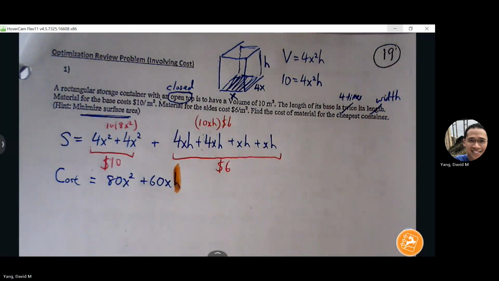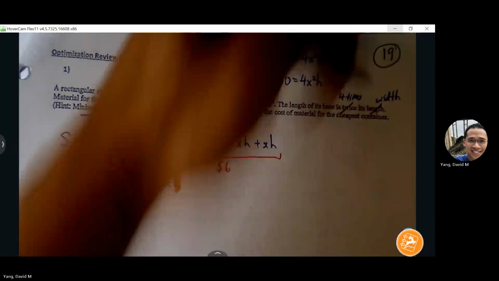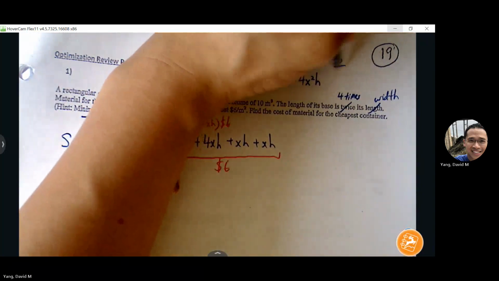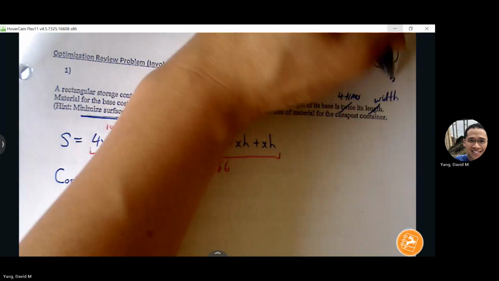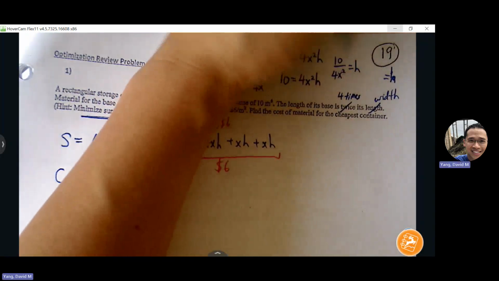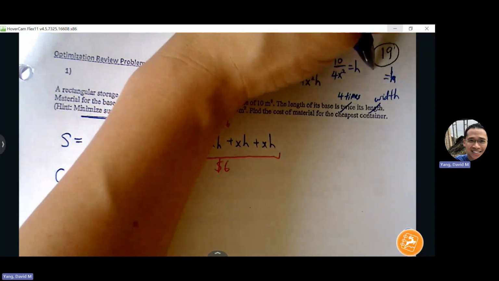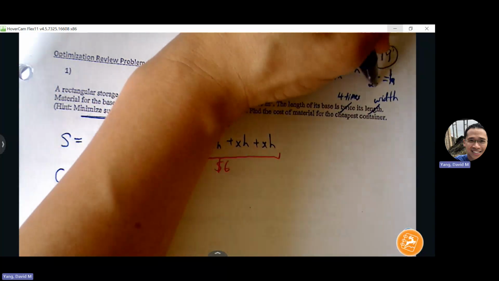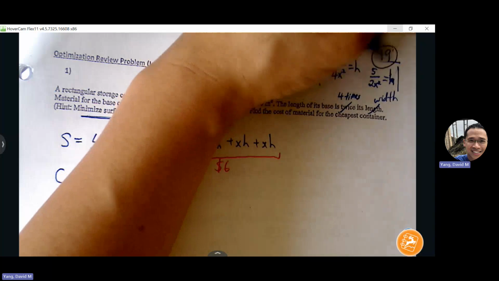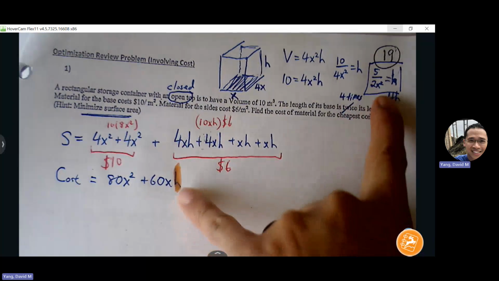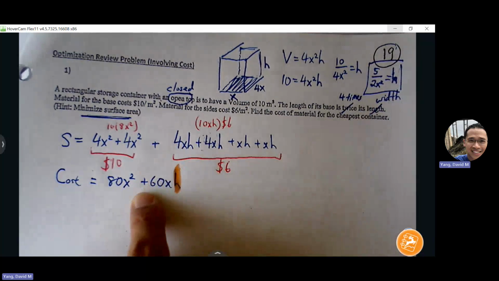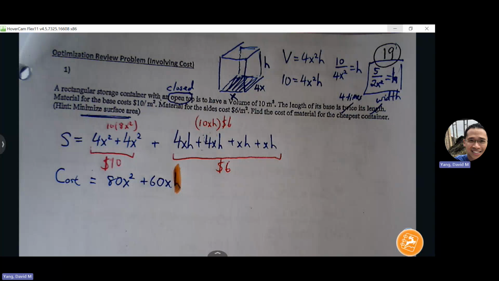So if I solve for h, divide by 4x squared, I can reduce that. 10 over 4 is 5 over 2. So h is 5 over 2x squared. That will replace that h. The whole purpose is so that we can get this down to one variable. Then we can move towards getting ready for the power rule, then the derivative and the critical point.